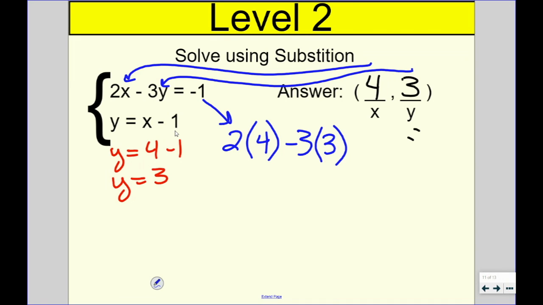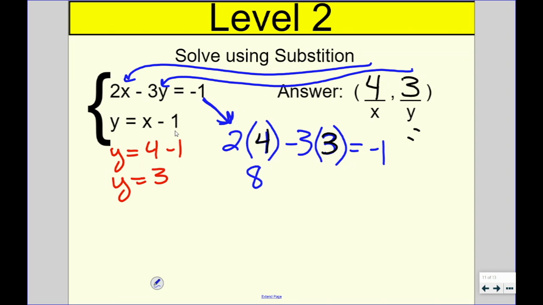Maybe I should have done those different colors. Here was our x, here was our y. And that equals, so we're still writing this equation, negative 1. So I just rewrote this equation right here. Instead of x, I put our 4. Instead of y, I put our 3. And now we are going to see if this is true.